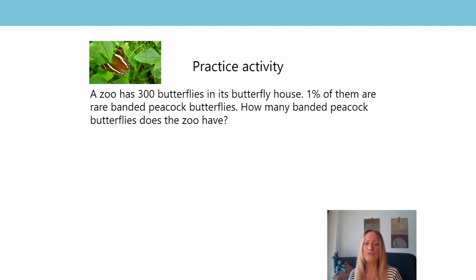So how do I find 1% of 300 if my whole amount is 300? What operation do I use? To find 1/100th, I divide by 100. Fantastic. So 300 divided by 100 would be 3. Excellent. So there are 3 banded peacock butterflies.